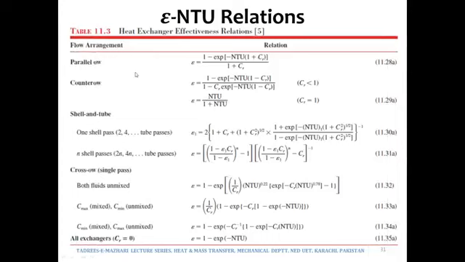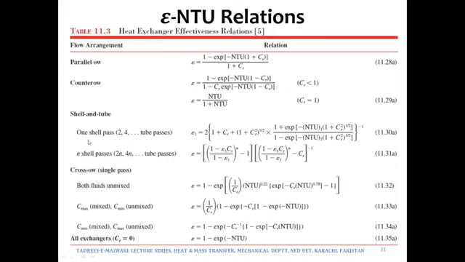We are not going into the derivations; rather we will be looking at the expressions which will be used. It is table 11.3 of our book, and in this table are listed the relations for effectiveness. For example, if it is a parallel flow heat exchanger, then effectiveness can be written in this expression, whereas in counterflow it may be written using this particular expression.